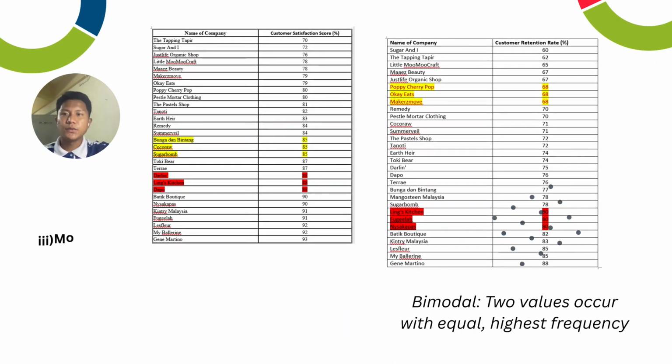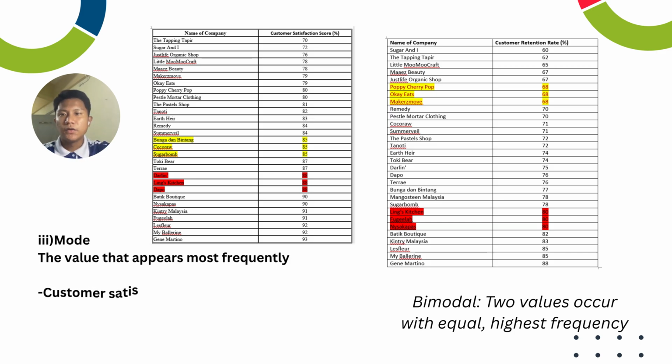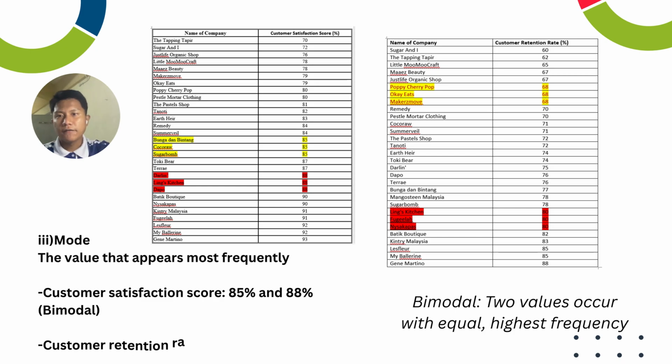Let's move to the mode, which is the value that appears most frequently in the data set. Looking at the table, we can see the mode for each metric. For the customer satisfaction score, the most common values are 85% and 88%. This means that these two scores appear more often than any other scores in our data set. Because there are two modes, we call this a bimodal distribution.